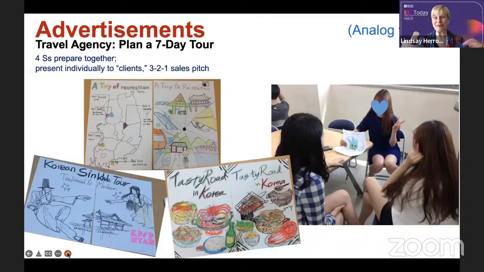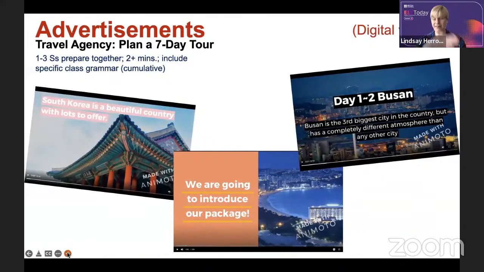And then a good follow-up, of course, is for students to go back to their groups and discuss the different tours that they saw advertised and decide which one they're most interested in taking. The digital version of this is 1 to 3 students working together to create a 2-minute or more video, again, advertising a 7-day tour.